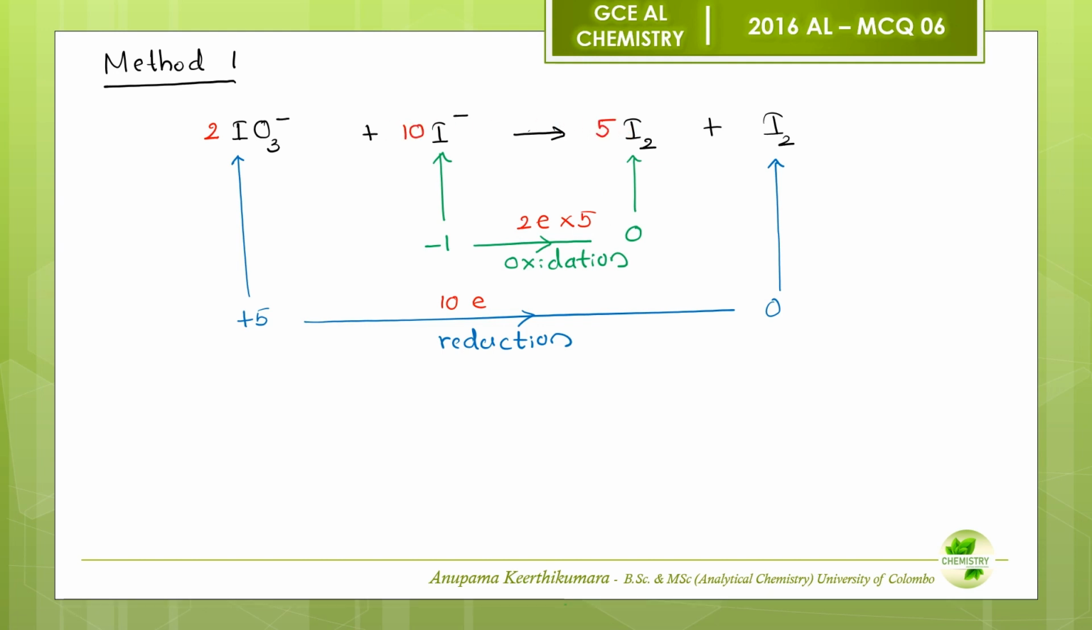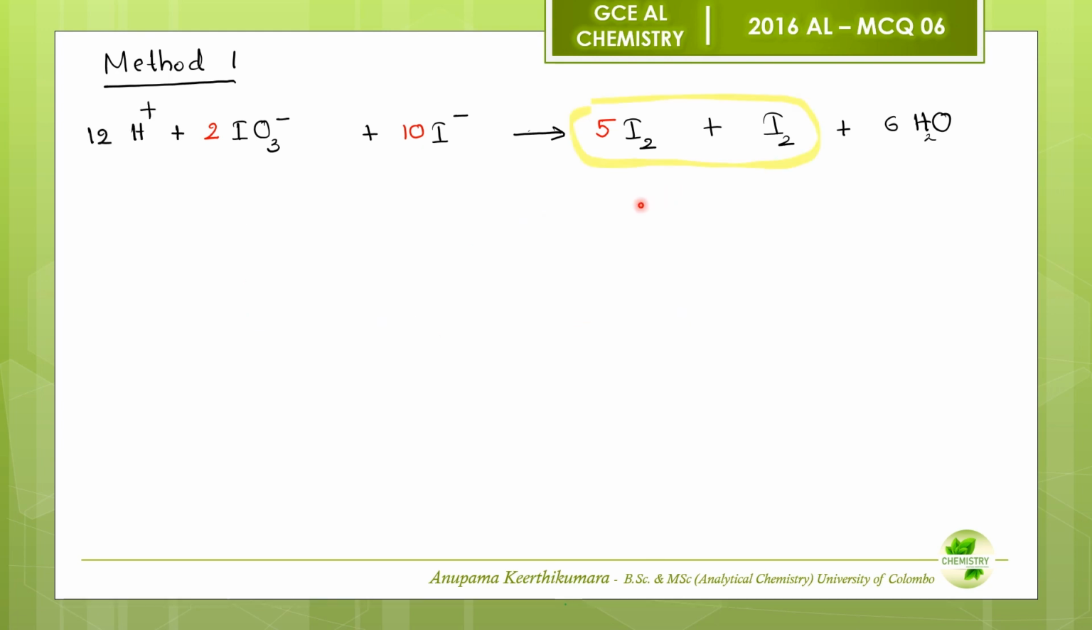Next, we will balance the number of oxygen atoms. There are 6 oxygen atoms on the left and there are no oxygen atoms on the right. Therefore, add 6 water molecules to the right. Finally, balance the number of hydrogen atoms. There are 12 hydrogen atoms on the right and there are no hydrogen atoms on the left. Therefore, add 12 H plus ions to the left. These iodine molecules together is 6I2.